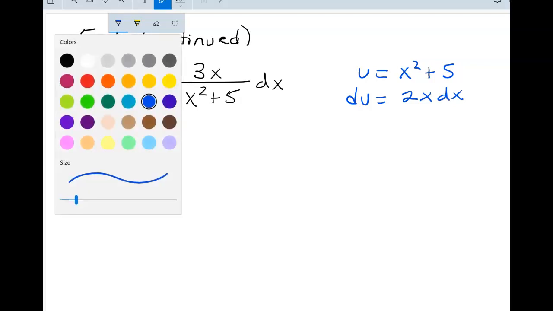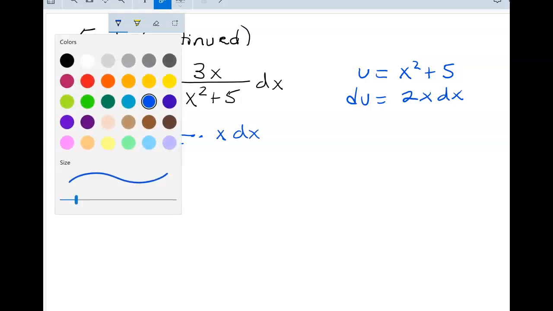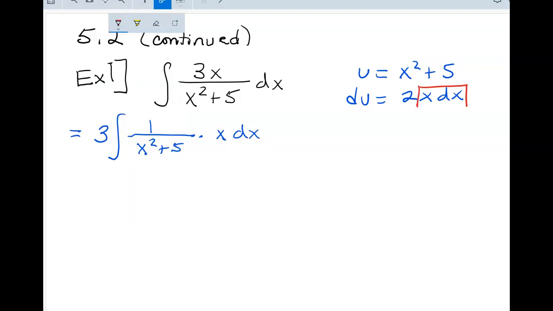Now what we can do with this integral is rewrite it. I'm going to pop that 3, the constant multiple, out in front of the integral. And then I'm going to rewrite this as 1 over x squared plus 5 times x times dx. Now I don't have that 2x dx, but I do have the x dx. So 1/2 times du is equal to the x times dx, right? If we take that equation above and solve it for x times dx.